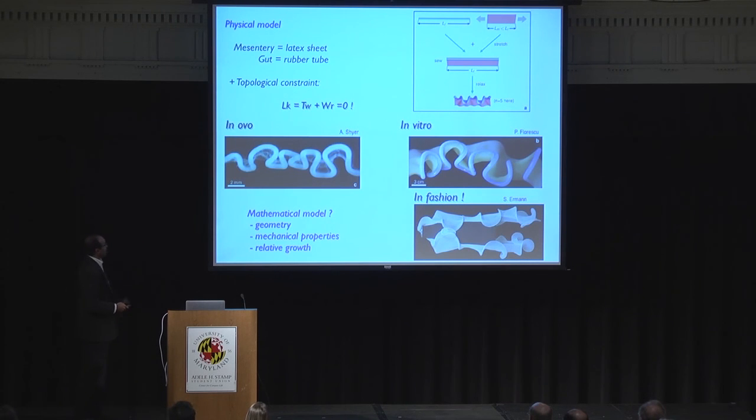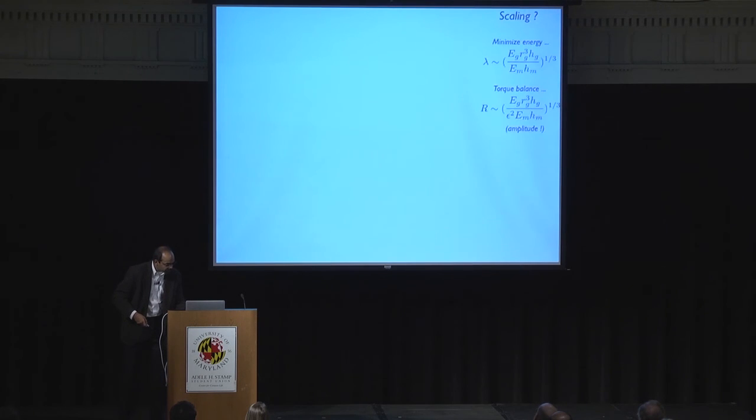So you can do the mathematics, or you can do the physics. You can start to think about the biology. You want to now build a mathematical model, which includes the geometry, which includes the mechanical properties, and of course includes relative growth. I'm almost out of time.